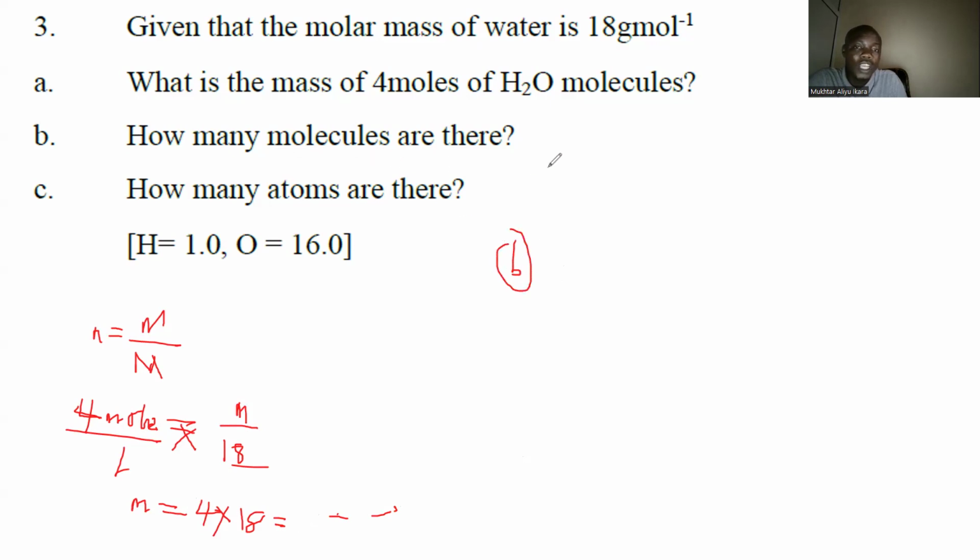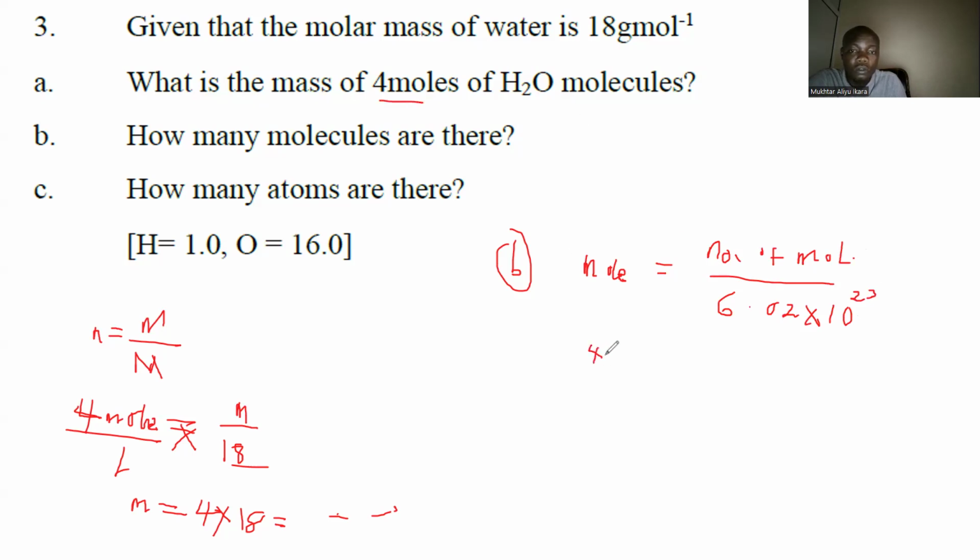Part B asks how many molecules are there? This one is also simple. Remember, mole is equal to the number of molecules divided by 6.02 times 10 raised to the power of 23. And already we have our mole here, which is 4 mole.